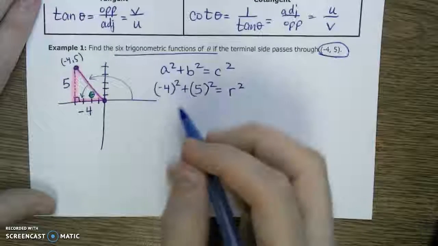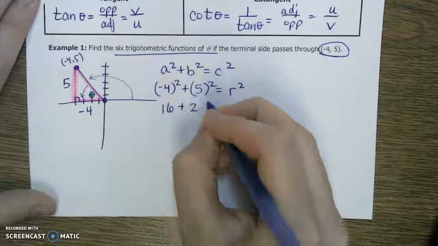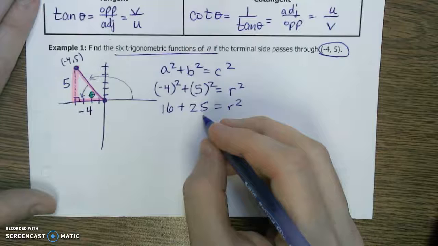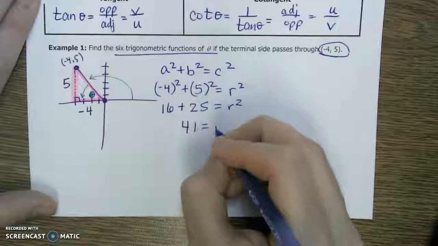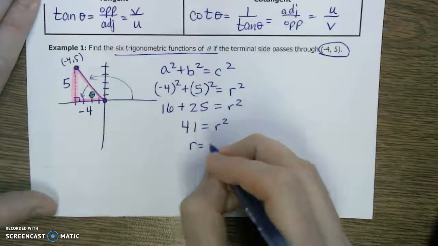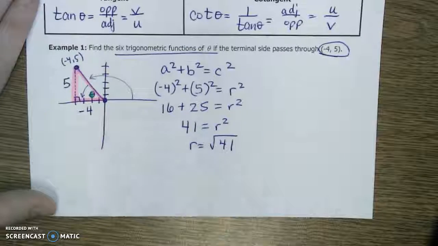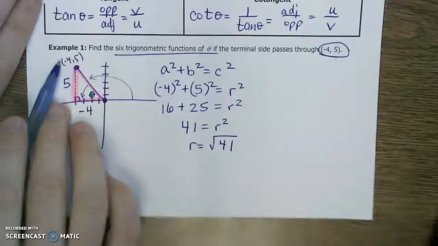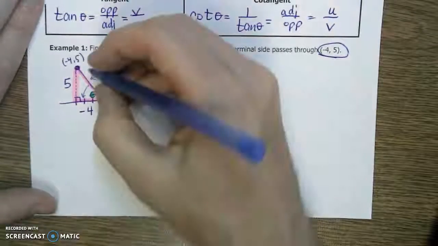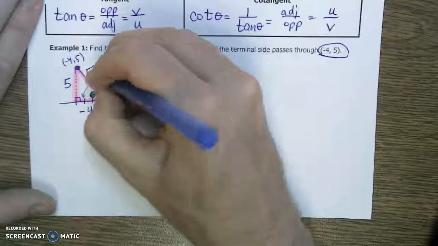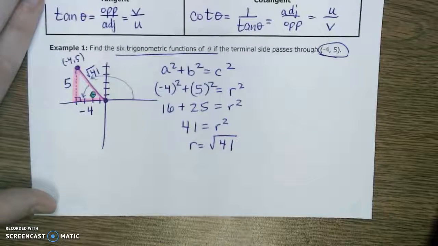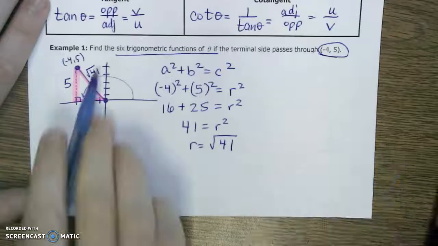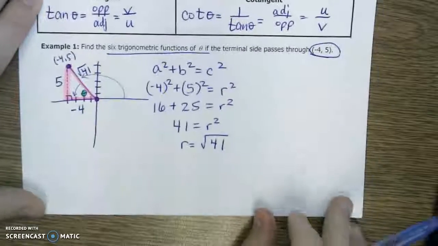A negative times a negative is a positive. Add those, you get 41. Take the square root. We're just dealing with positive measurements, so I don't need to put a plus or minus because we're talking about the radius, which is always positive. So radical 41, and that does not break down at all. So we're going to leave it as that. We drew the picture. That was just the first part. Now we're going to find the 6 trig functions of that picture.